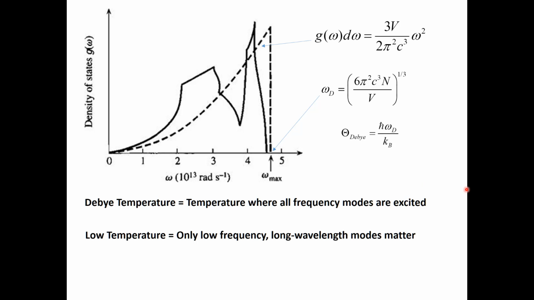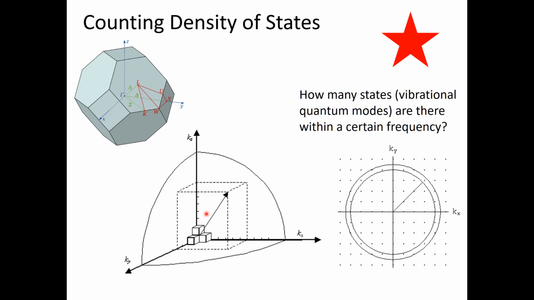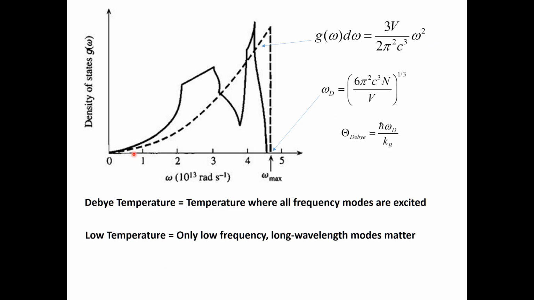So here is what the density of states versus frequency would look like. Remember, the density of states is kind of like how many of these little cubes I can fit within some radius. What I'm doing here is plotting frequencies. I'm not plotting k-space, I'm plotting omega: within some amount of frequency, how many states are there with that frequency? That's what this figure is showing.